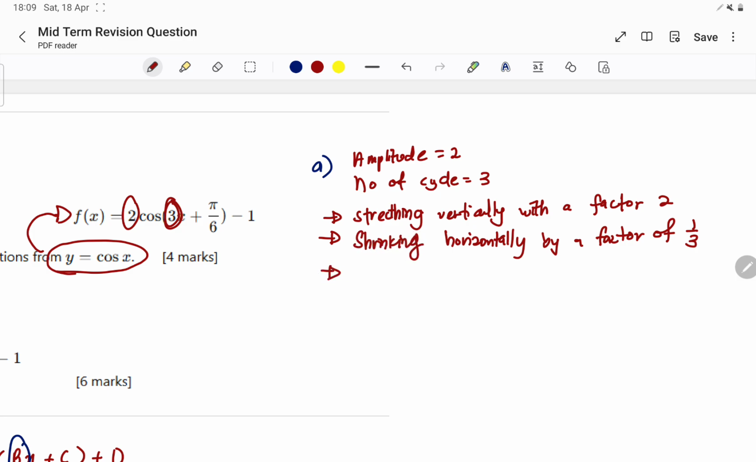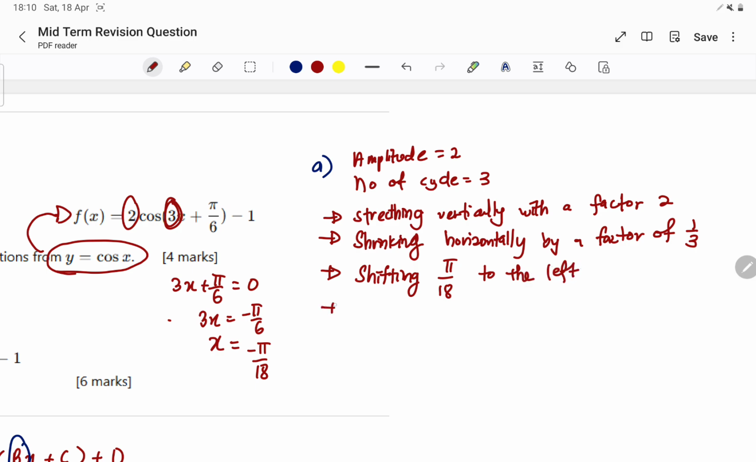And then from 3x + pi/6, we actually can see how many units they shift. So you put it equal to 0, then you're going to get 3x = -pi/6, then x = -pi/18, which means it is shifting pi/18 to the left.